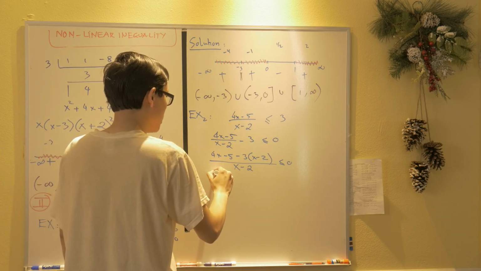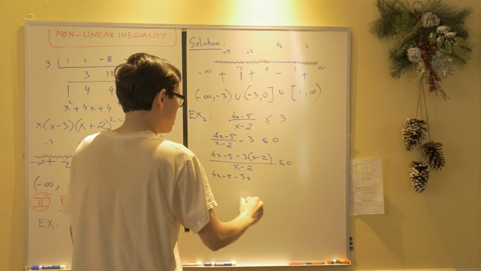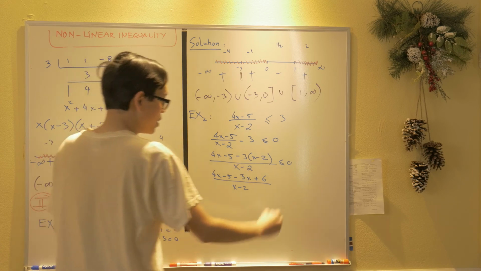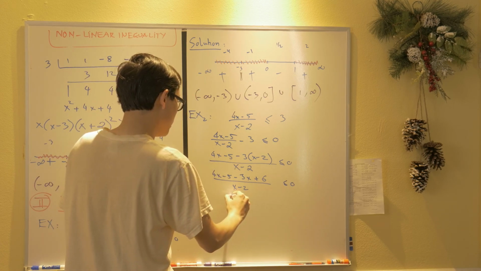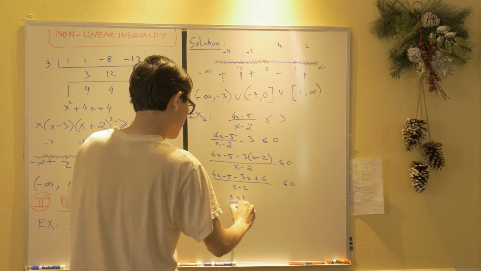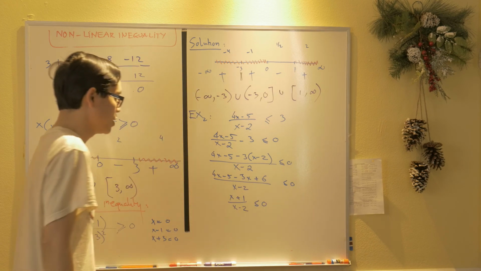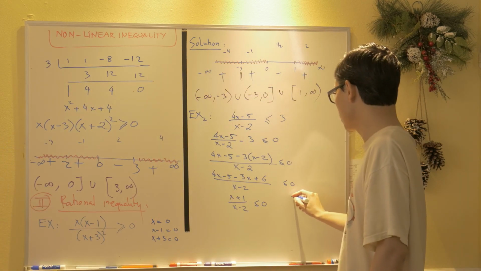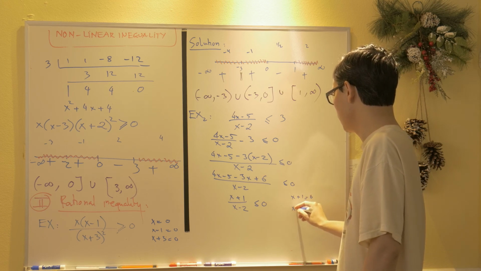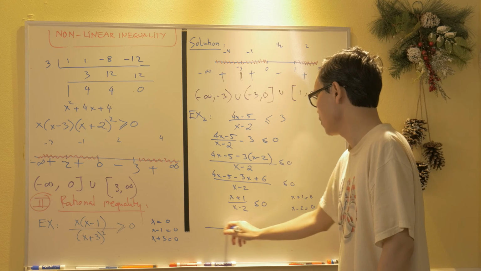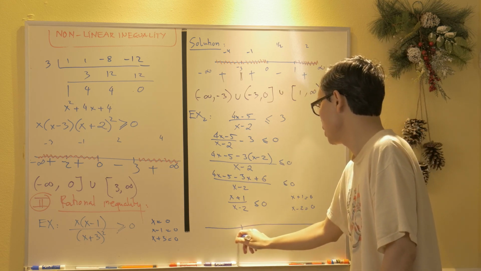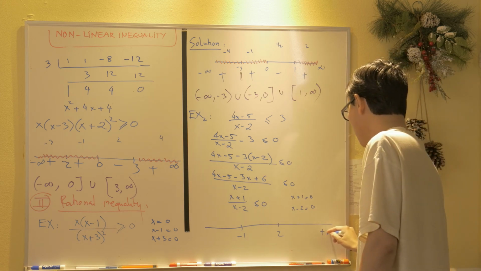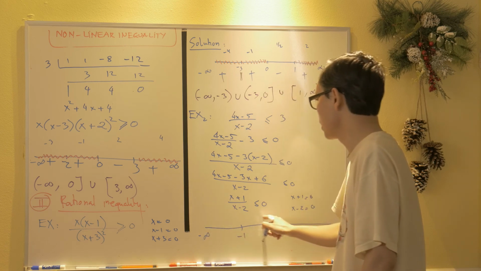Okay, so you have 4x minus 5 plus 6 over x minus 2 less than or equal to 0, and this gives you x plus 1 over x minus 2 less than or equal to 0. Alright, so you see that now it's in factoring form already. You have two values, x plus 1 equals 0, x minus 2 equals 0. So what values are you going to put on the number line? You're going to put negative 1 and 2 on the number line, because you solve for x, x equals 2, and over here you have positive infinity, negative infinity.